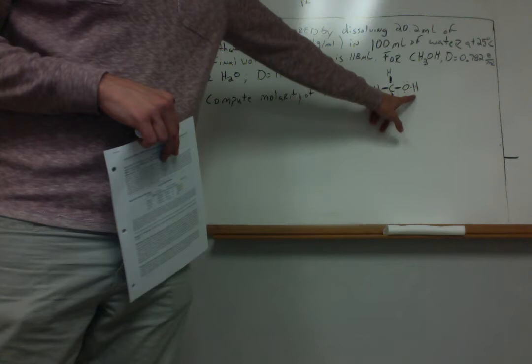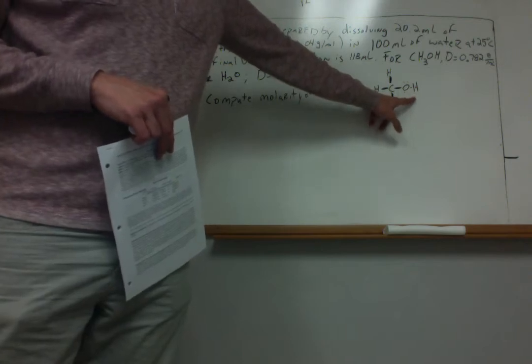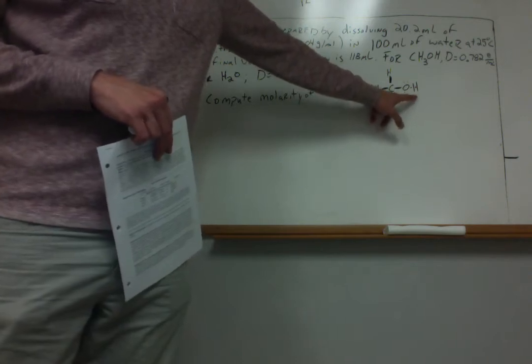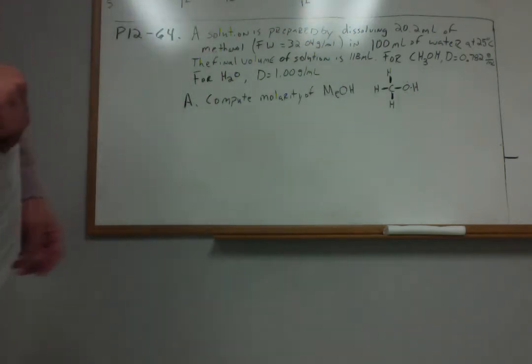Of course, think about things that we talked about in class. This OH group is a pretty efficient hydrogen bonder, okay? Because you got hydrogen directly bonded to a highly electronegative element. So that's one thing to think about for this problem.